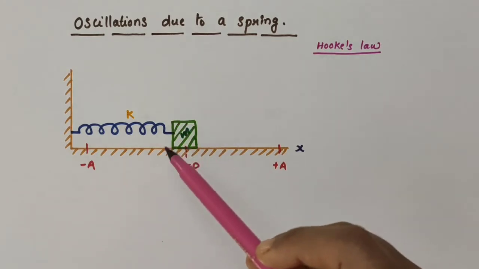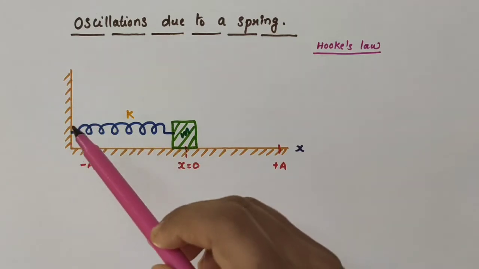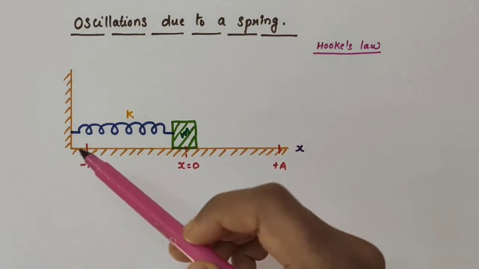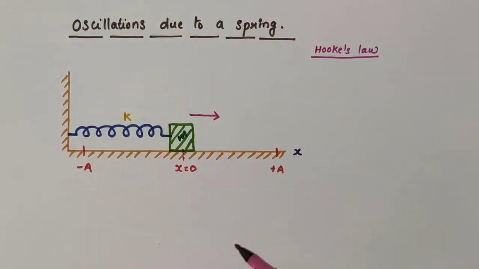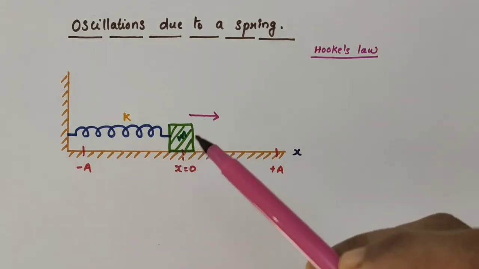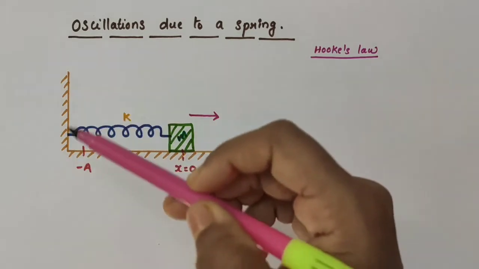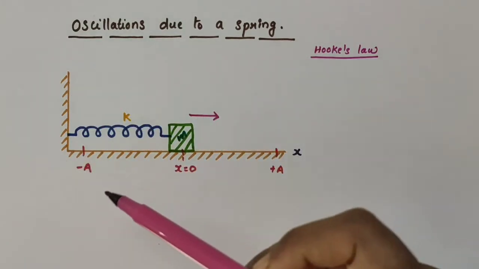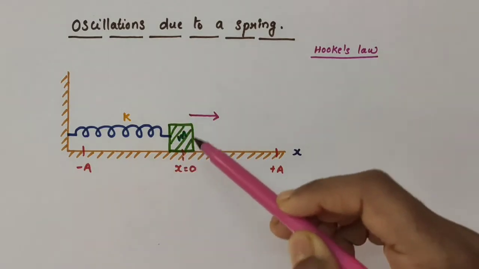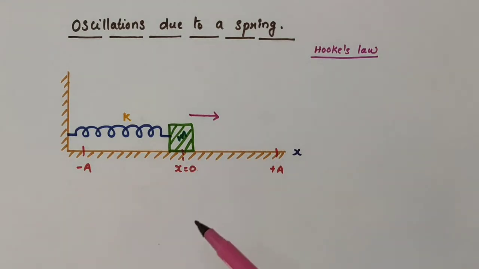Here, we have a block of mass m fixed to a spring, and this end of the spring is fixed to a rigid wall here. The small oscillations of this block of mass m fixed to a spring, which in turn is fixed to a rigid wall, is the simplest observable example of simple harmonic motion. This block is placed on a horizontal surface which is frictionless.